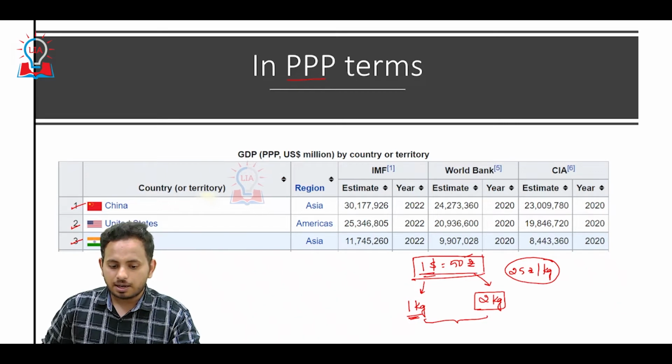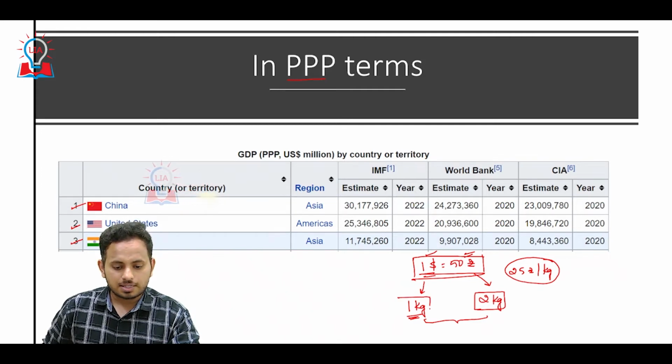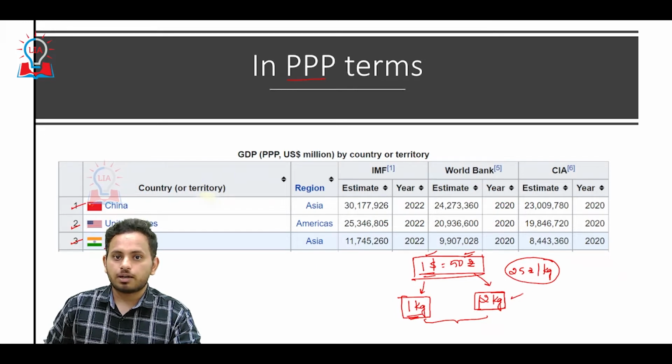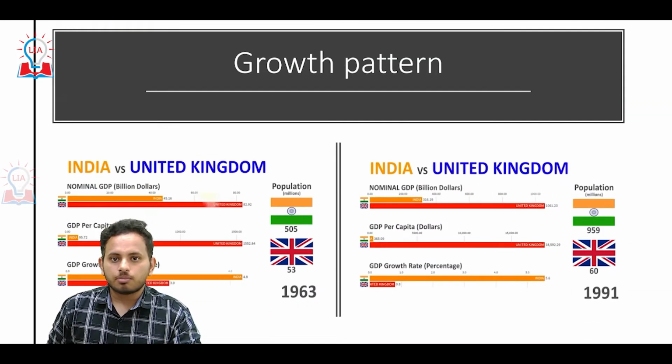With the same currency, that is $1 equal to 50 rupees, how much is the quantity of the item that we can purchase in the USA and also in India? This is called purchasing power parity. In the matter of purchasing power parity, India stands at third place. India is the third largest economy in the world.